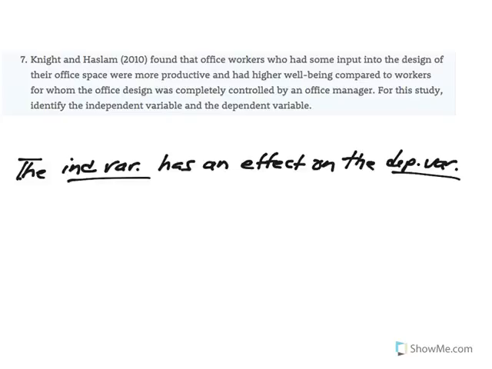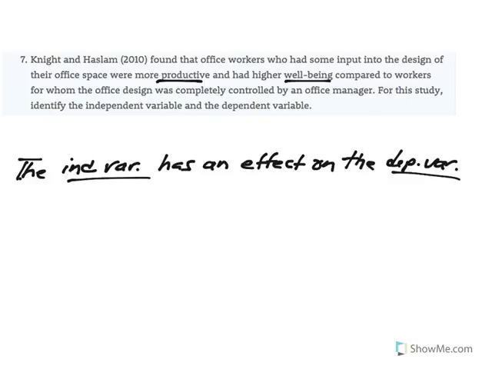We'll use this basic sentence to identify both. The independent variable has an effect on the dependent variable. Sometimes it's easier to begin with the dependent variable by asking ourselves, what is the end result? What is the outcome? In this case, we would identify that productivity and well-being are the dependent variables, and we then would ask ourselves, what has an effect on productivity and well-being?